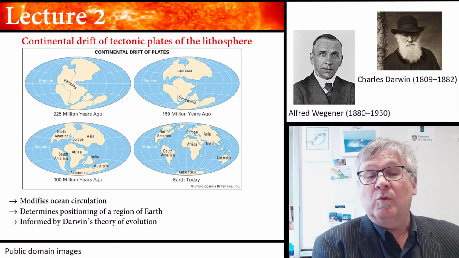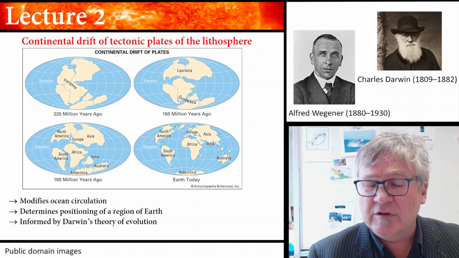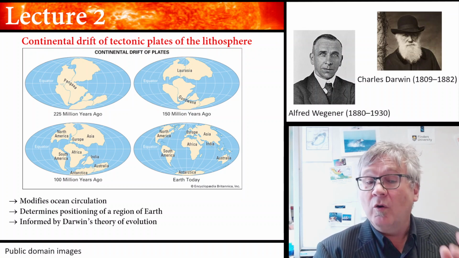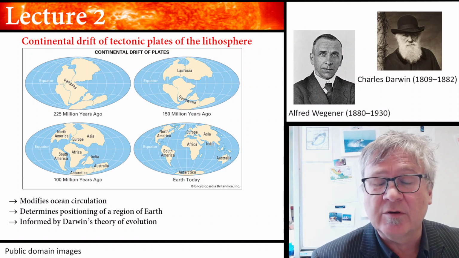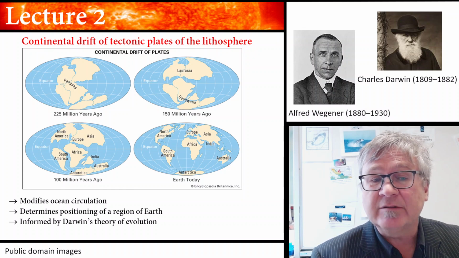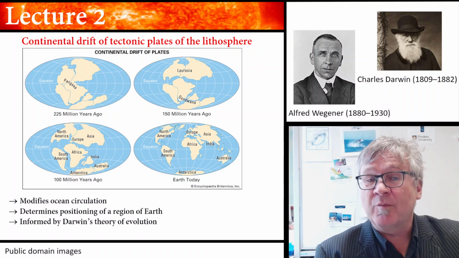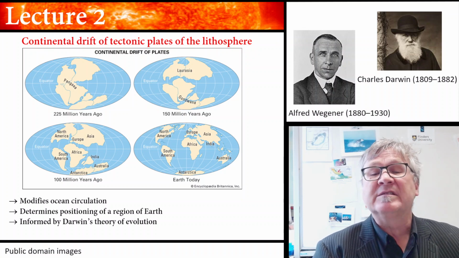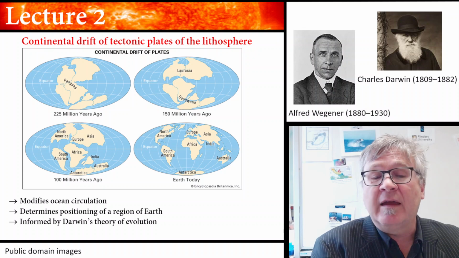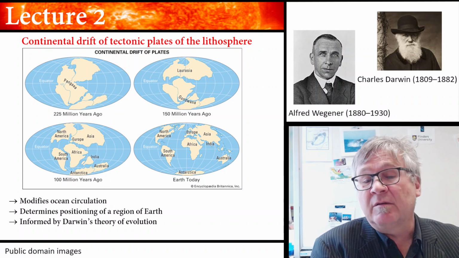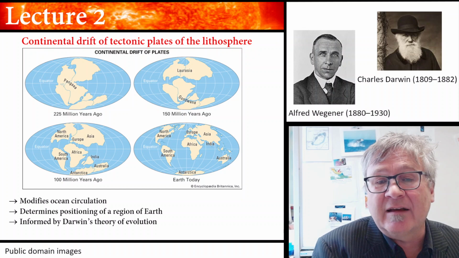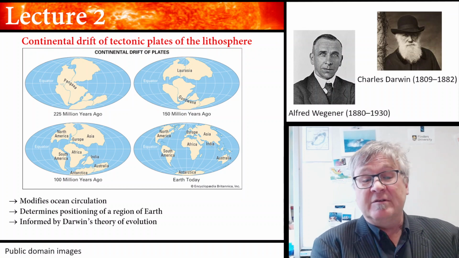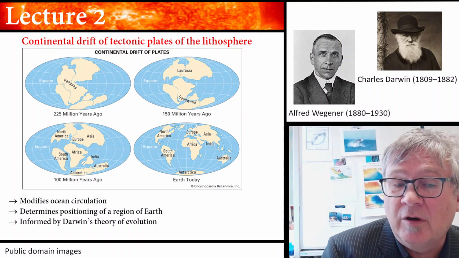Okay, so how does it influence climate? It influences climate also because it modifies the ocean circulation. So in terms of longer million-year climate changes, it matters whether you have a current that runs around Antarctica, the so-called Antarctic circumpolar current, or not. Okay, so it determines, as I said before, the positioning of a region on Earth.